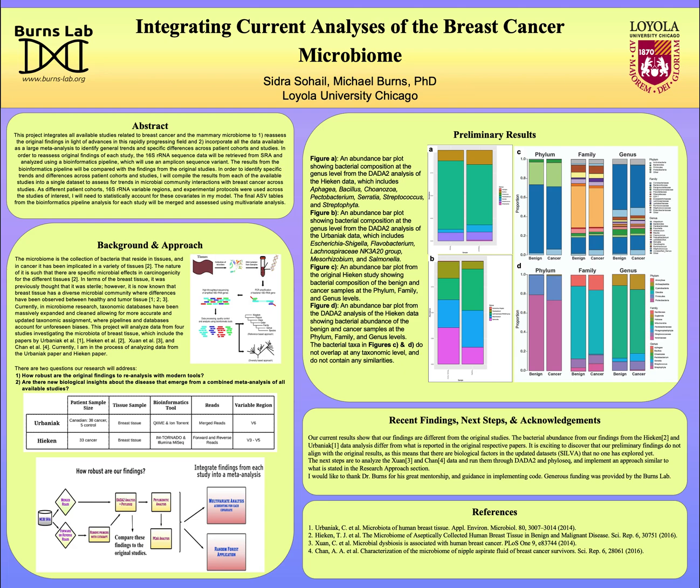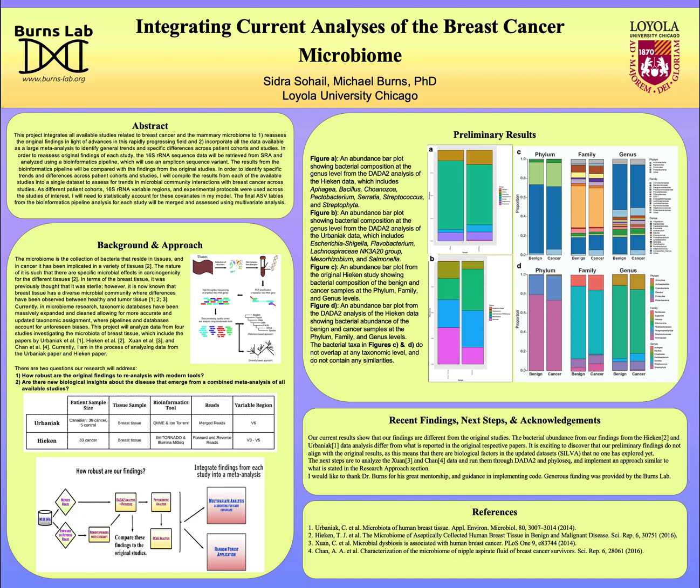So figure C shows an abundance plot from the original Hieken study showing the bacterial composition of the benign and cancer samples at the phylum, family, and genus levels. And figure D shows an abundance plot from the DADA2 analysis of the Hieken data showing bacterial abundance of the benign and cancer samples at the phylum, family, and genus levels.